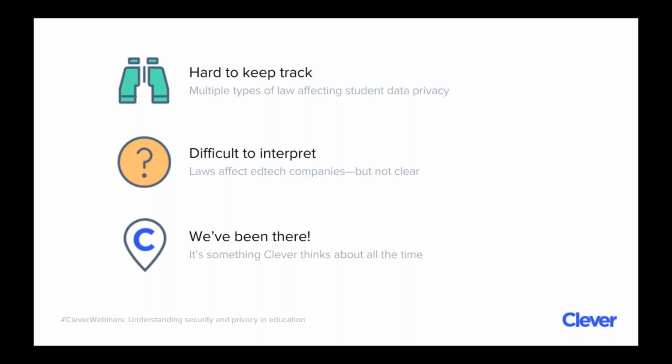A study at Carnegie Mellon estimated that it would take 76 work days for a person to read all of the privacy policies for the websites they visit every year. As an education technology company, not only do you need to read every applicable law and contract, you also need to ensure that your company complies with these regulations and agreements. It can be a struggle. And it's all time that's spent not building features or providing support.